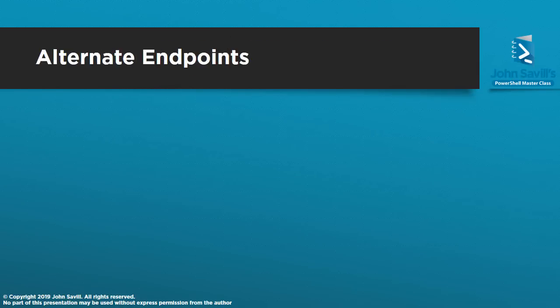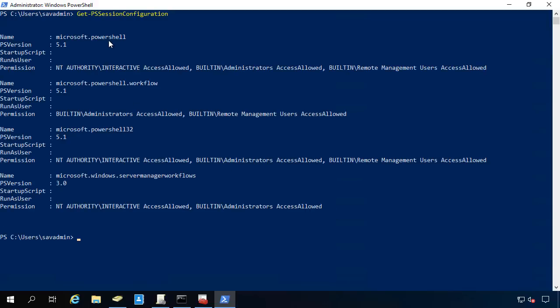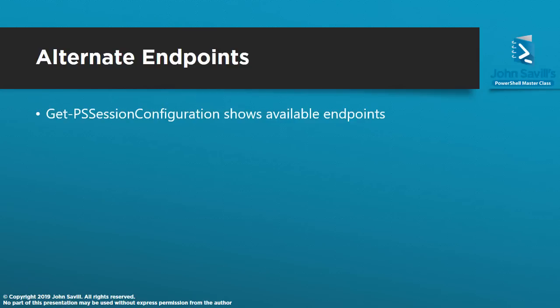Now I've been connecting to that default session configuration. And I showed you that Get-PSSessionConfiguration command shows all those different endpoints. If I was to run that again, you can see I've got my regular default, I've got workflows, I've got a 32-bit endpoint, and server manager workflows. So these are the endpoints I can connect to. There may be times where I don't want to expose that entire endpoint, that default, because it can do anything. I might want to give the ability to have a limited set of commands that I can execute.